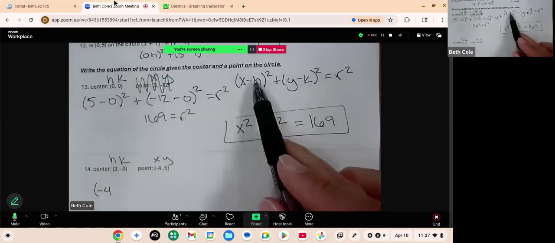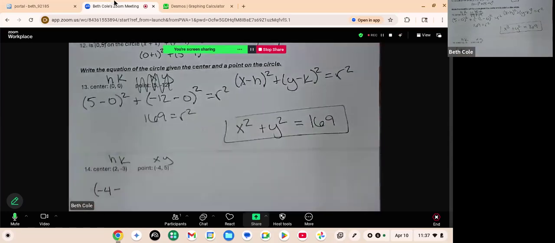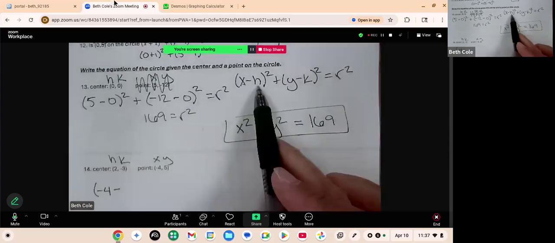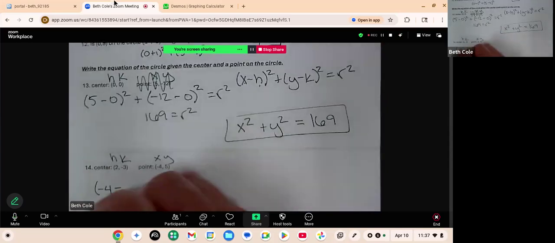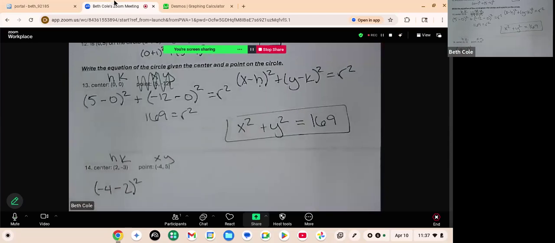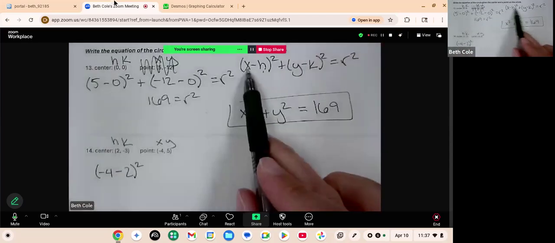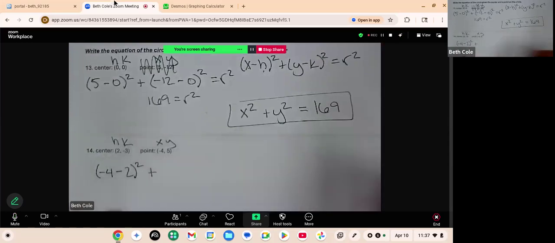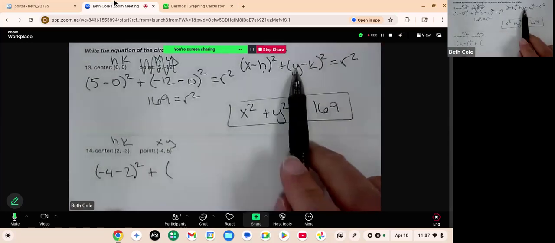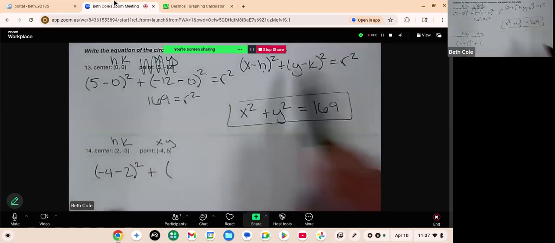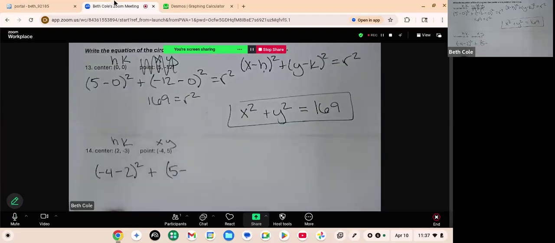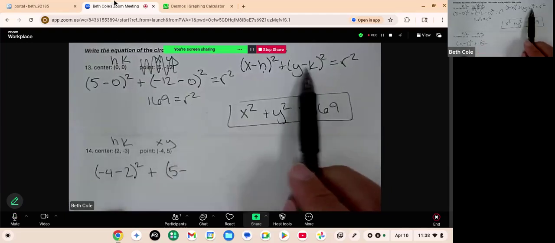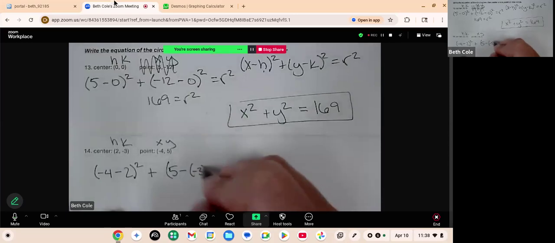And then it says minus H. So minus, what did we label as H? Which number is H? 2. Cool. We're just using our formula right here. You don't even have to memorize it. Plus. All right, next is y. What did we label as y? 5. Minus negative 3.